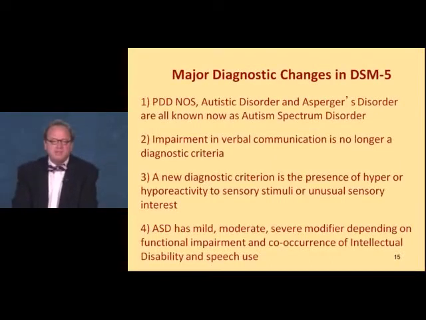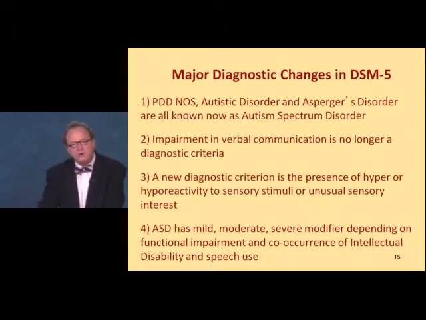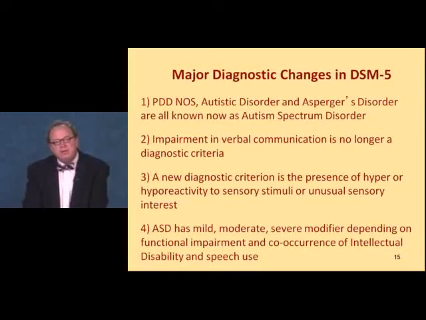This slide summarizes the major changes that occurred in the diagnostic switch from DSM-4 to DSM-5. So number one, autistic disorder, Asperger's disorder, and PDD-NOS have now been collapsed into one diagnosis called Autism Spectrum Disorder, or ASD. Number two, the impairment in verbal communication has been eliminated and essentially combined with social impairment into one symptom domain. Number three, the criterion referring to sensory abnormalities has been added and highlighted.